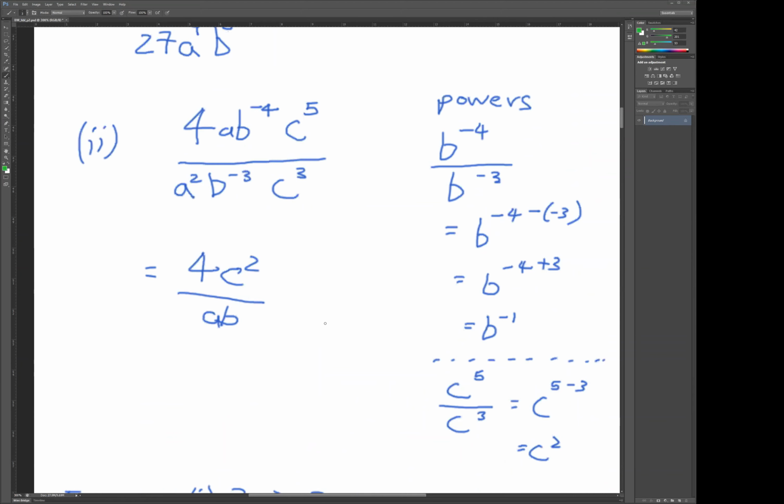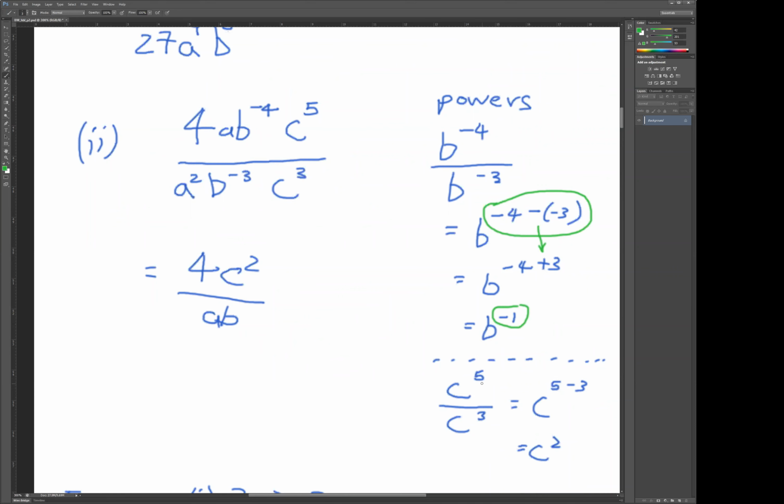For 4ab to the power of minus 4, we just have to recap because in this practice paper there are a lot of questions dealing with powers. So we must remember b to the power of minus 4, when divided by b to the power of minus 3, you can simplify this way. Divide is minus, so you have minus minus 3, so you have a positive 3. When you multiply, you add the powers. When you divide, you minus the power. So minus 4 plus 3, then you get minus 1.